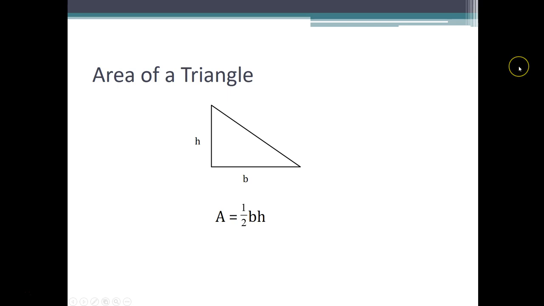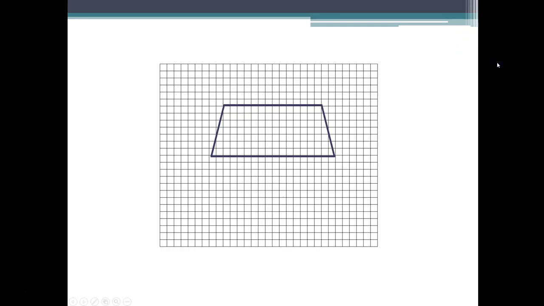Okay. So area of a triangle, half times base times height. Ooh, trapezoid. Remember, a trapezoid just has one pair of parallel sides to make it a trapezoid. So a quadrilateral with one pair of parallel sides can be identified as a trapezoid. In some books, it's at least one pair of parallel sides, which means that squares, rectangles, rhombuses, etc. are also trapezoids. Other books say it's only one pair of parallel sides for a quadrilateral.